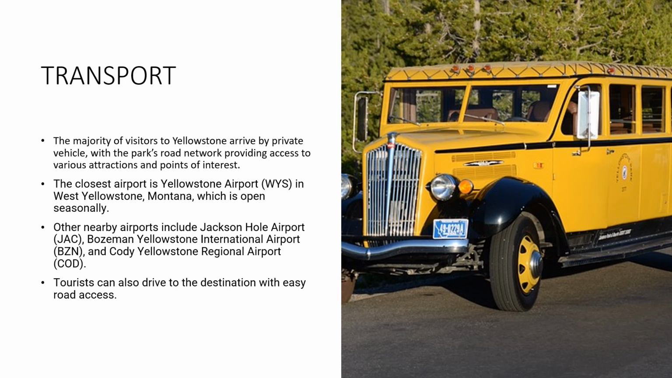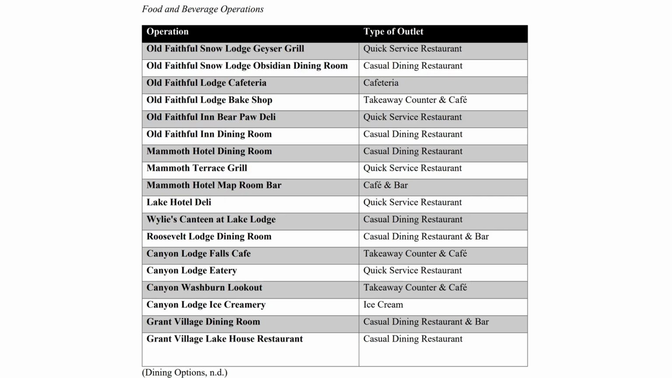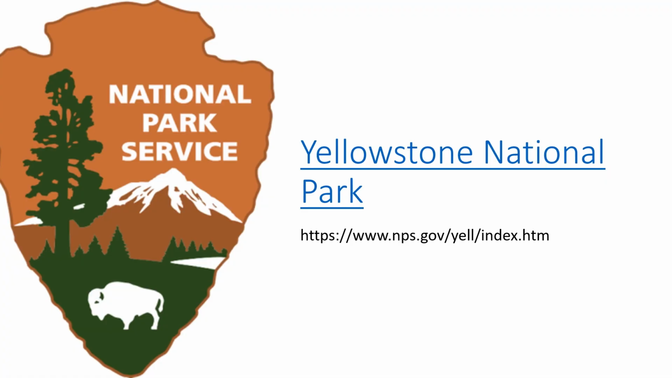The closest airport is Yellowstone Airport in West Yellowstone, Montana, which is open seasonally. Other nearby airports include Jackson Hole Airport, Bozeman Yellowstone International Airport, and Cody Yellowstone Regional Airport. Tourists can also drive to the destination with easy road access. And there are plenty of restaurants and hotels in Yellowstone offering different food and beverage options. Here we can watch a video about the National Park Service in Yellowstone.